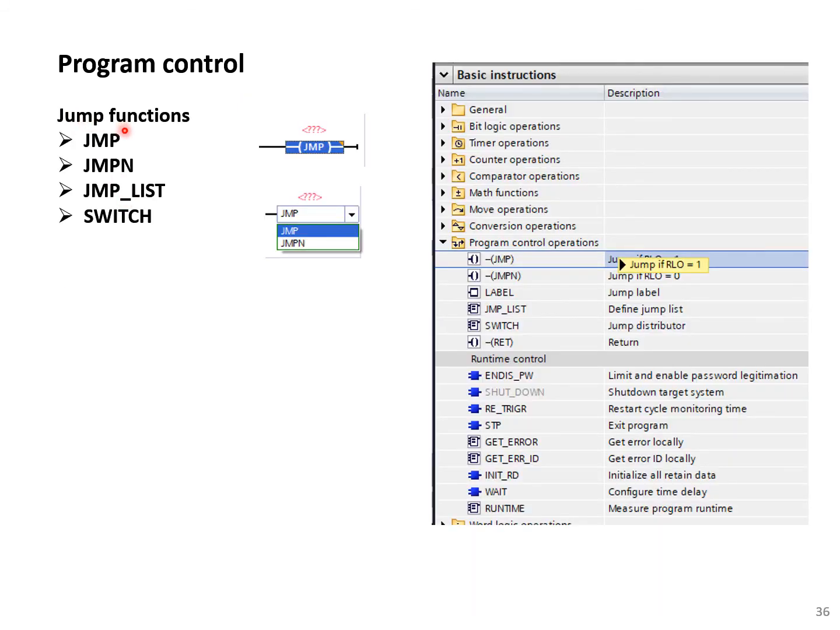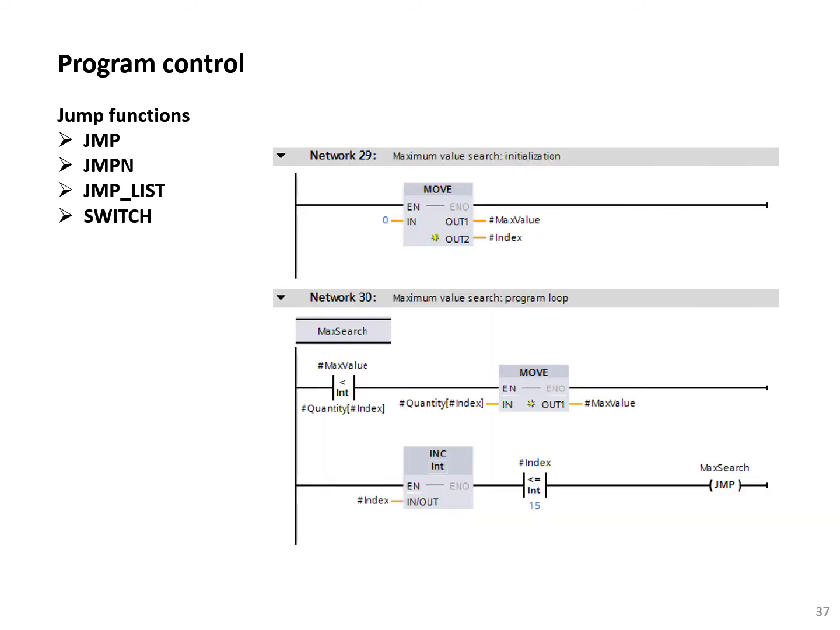Okay, so jump functions, we have jump, jump end, jump list, and switch. Here, if you choose the program control operation folder and expand it, then underneath we have a jump, and you could drag and drop it, and you could either choose between jump and jump in.